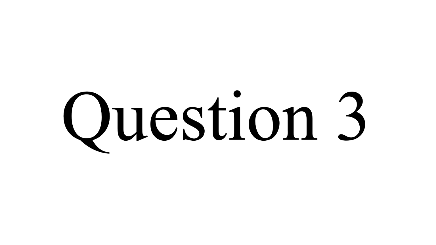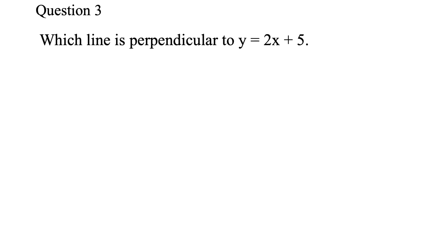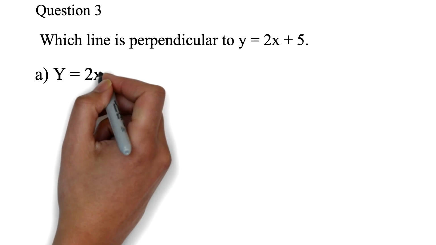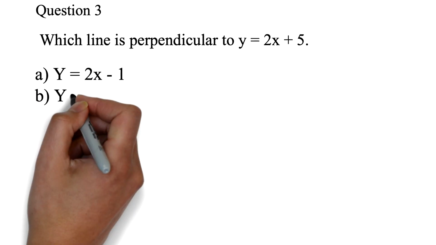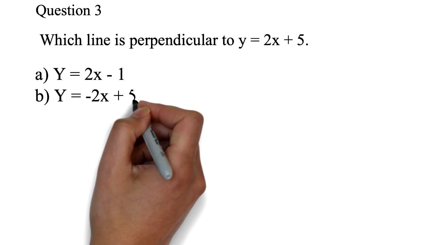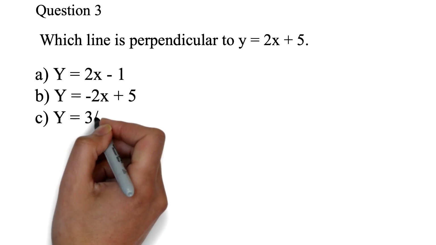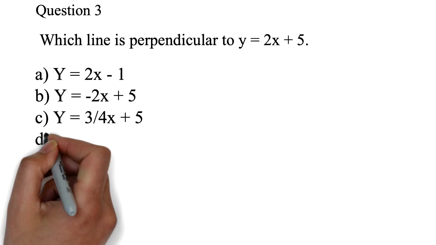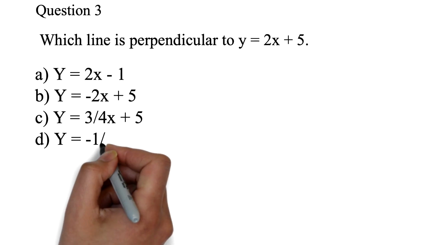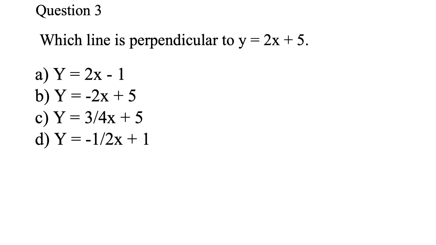Question 3. Which line is perpendicular to y equals 2x plus 5? A. y equals 2x minus 1. B. y equals negative 2x plus 5. C. y equals 3 over 4x plus 5. D. y equals negative 1 over 2x plus 1.